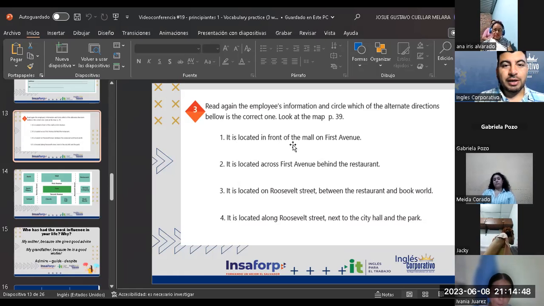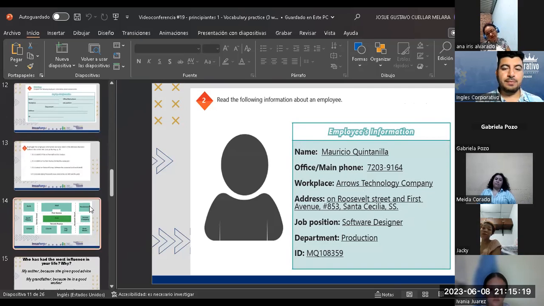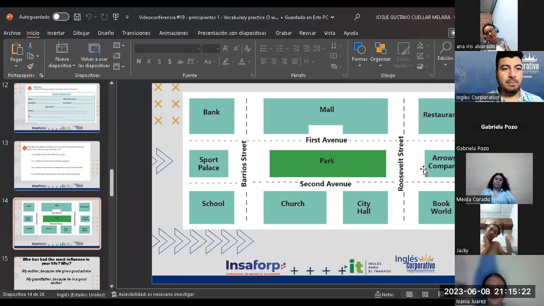Okay, number one, it's located in front of the mall on First Avenue. It's located across First Avenue behind the restaurant. It's located on Roosevelt Street between the restaurant and bookstore. It's located along Roosevelt Street next to the City Hall and the park. Janet mentioned this. On Roosevelt Street and First Avenue. The workplace is Arrows Technology Company. Arrows Company.